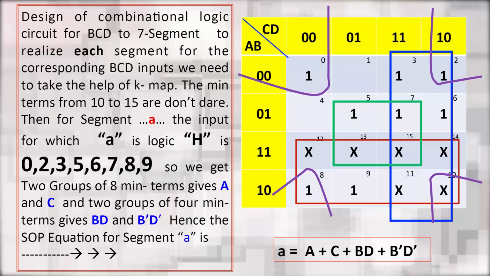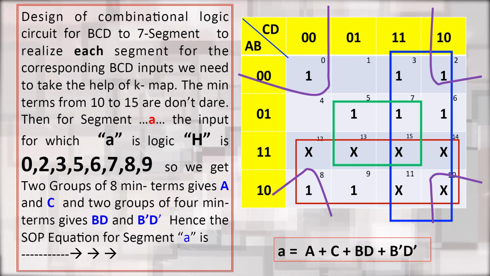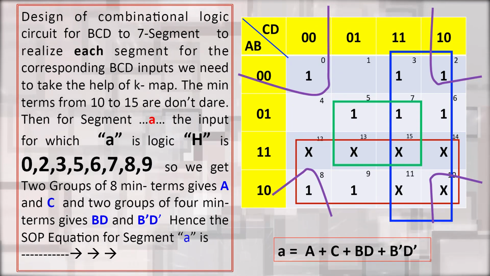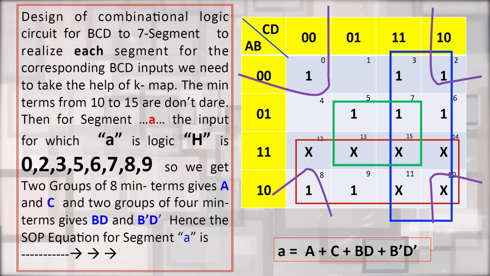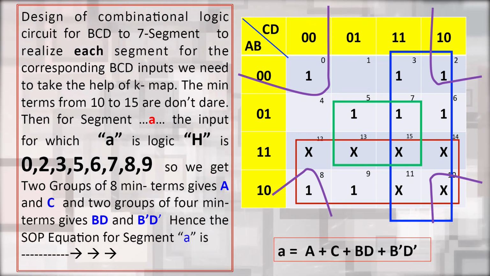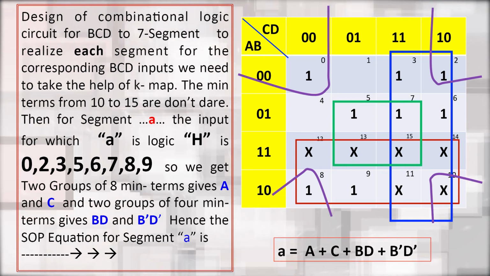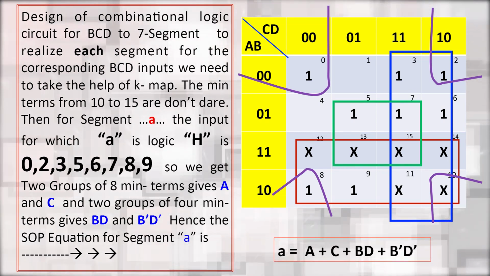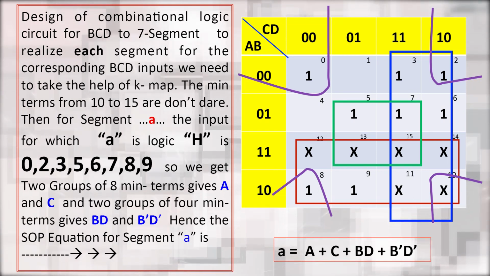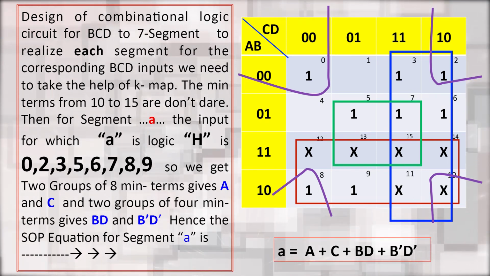Now, coming to the design of combinational logic circuit for BCD to 7 segment. To realize each segment for the corresponding BCD inputs, we need to take the help of K map. The min terms from 10 to 15 are don't care.